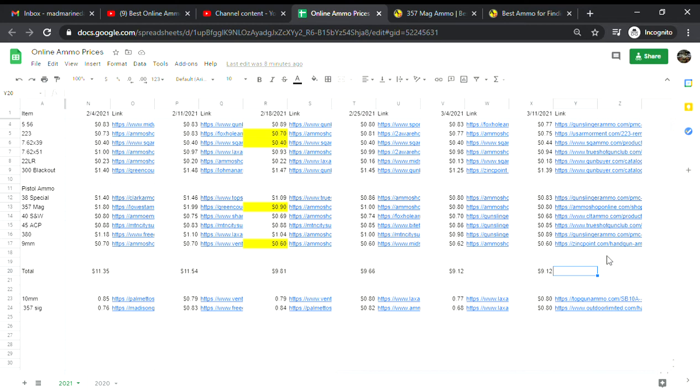380 Auto, I actually saw some of this in stores, and granted it was defense rounds, but similar and comparable prices, essentially. Basically 89 cents a shot for this week. Down about 9 cents, so that's good. 9mm was 60 cents a shot, kind of floating there, which is good and bad.